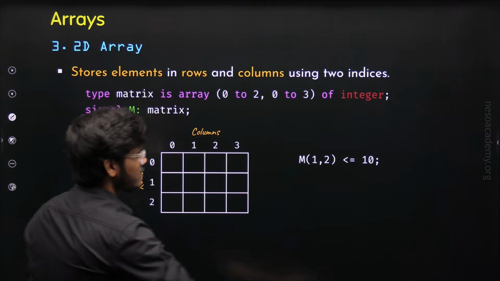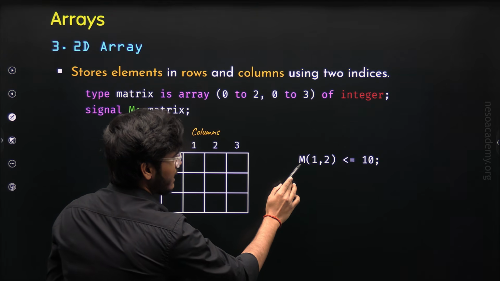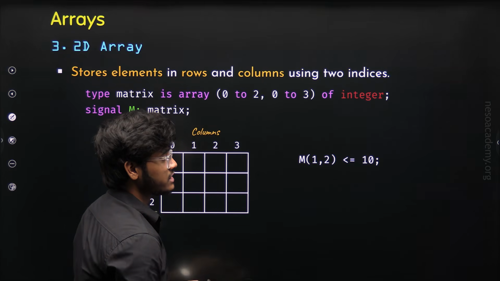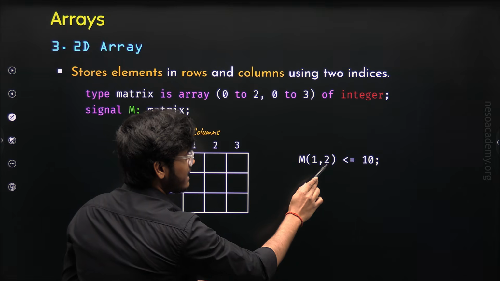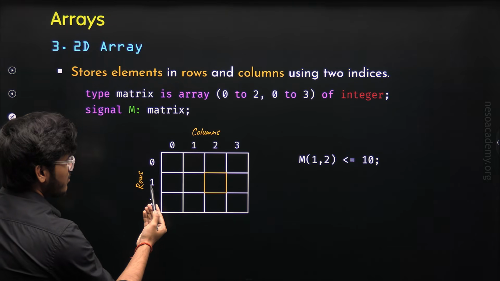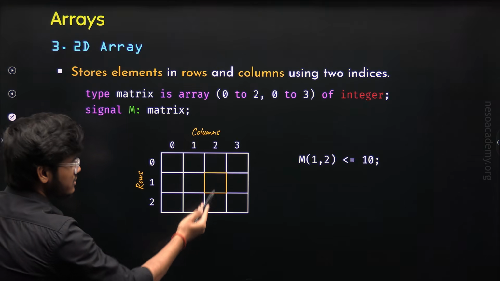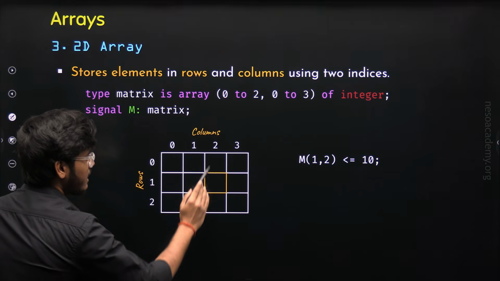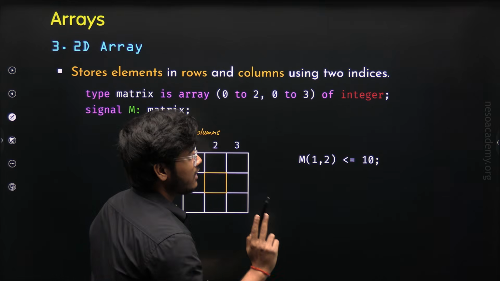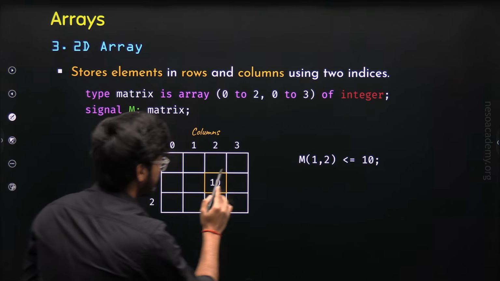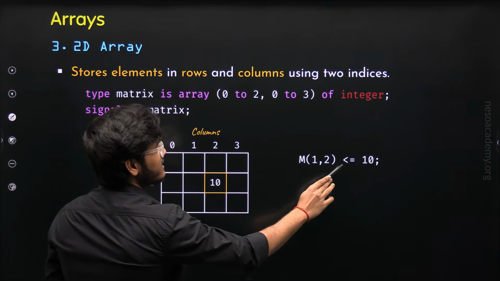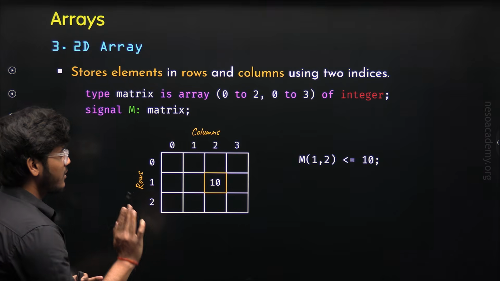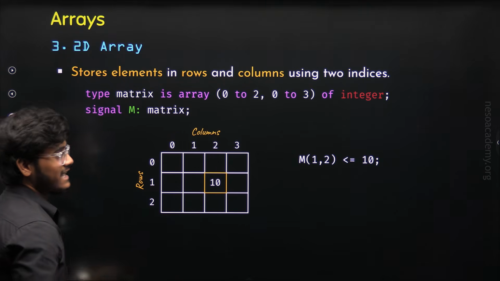Let's see. First, I will access this matrix M signal, and inside the parentheses, I will write the location, which means the row number and the column number. Row number 1, column number 2. So, I am accessing this block at row 1 and column 2 and assigning a fixed integer value 10 inside this block using the signal assignment operator. So, I hope you understand how to access a particular block inside a 2D array.